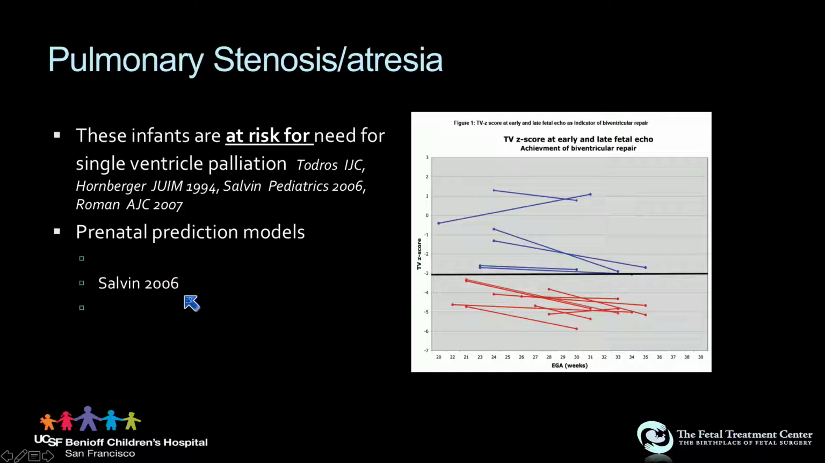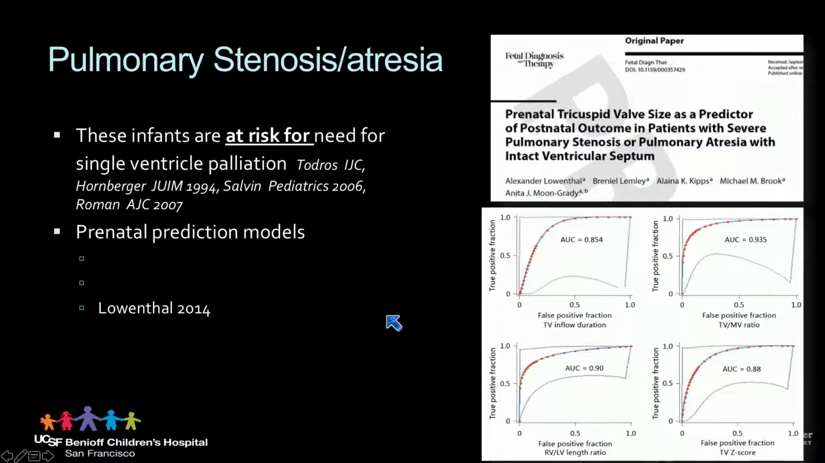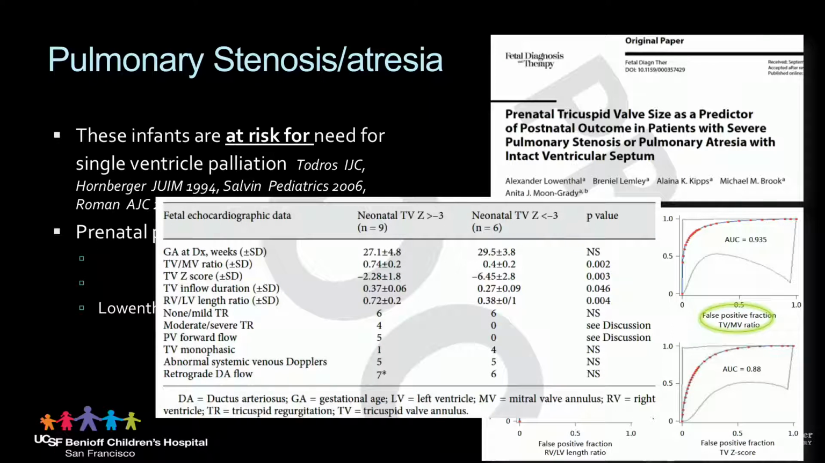The group in Boston looked at tricuspid valve size as well as growth and showed that the biventricular patients started out with a bigger valve, but it didn't grow, and then the single ventricle patients started out with a smaller ventricle, smaller tricuspid valve, and it also didn't grow. And then at San Francisco in our series, we found that tricuspid to mitral valve ratio gave us the best predictive ability as far as circulation at birth, but also that in the patients who had a larger tricuspid valve Z-score, if they had in fetal life moderate to severe tricuspid regurgitation or any pulmonary valve antegrade flow, they were all biventricular.